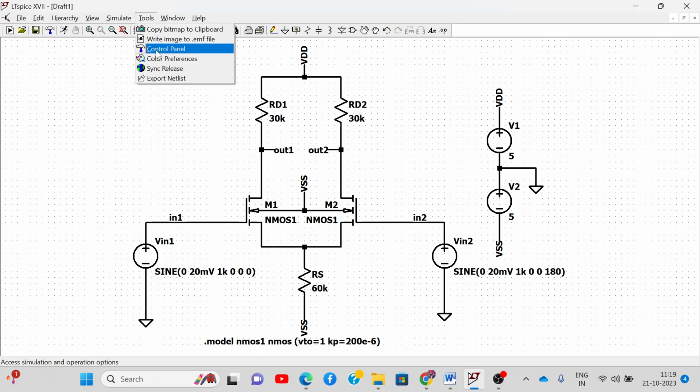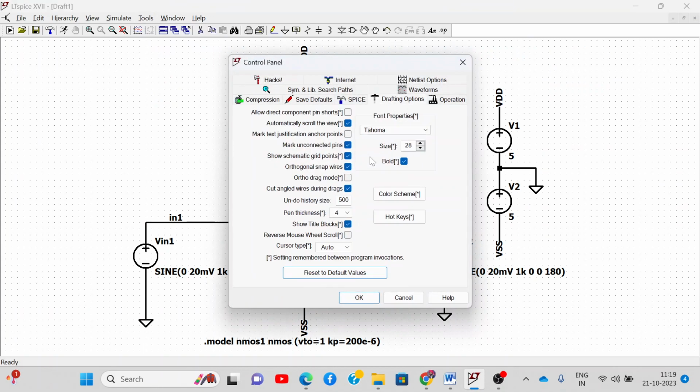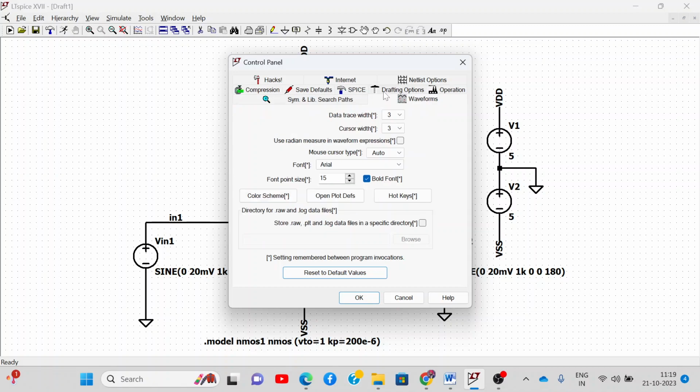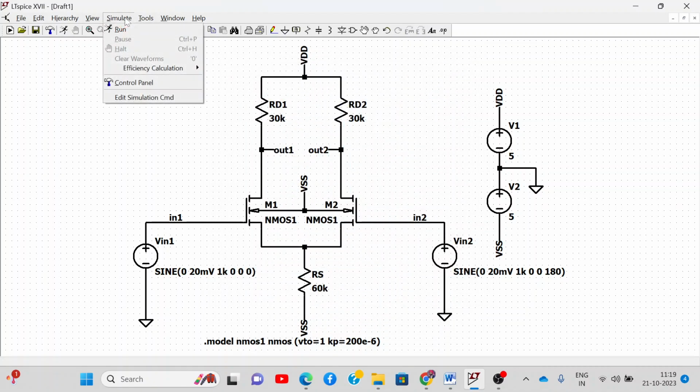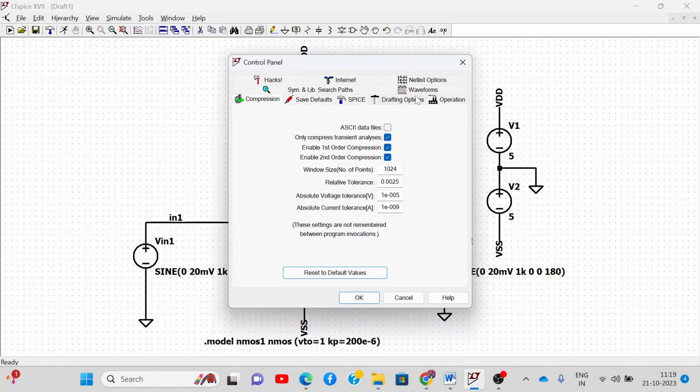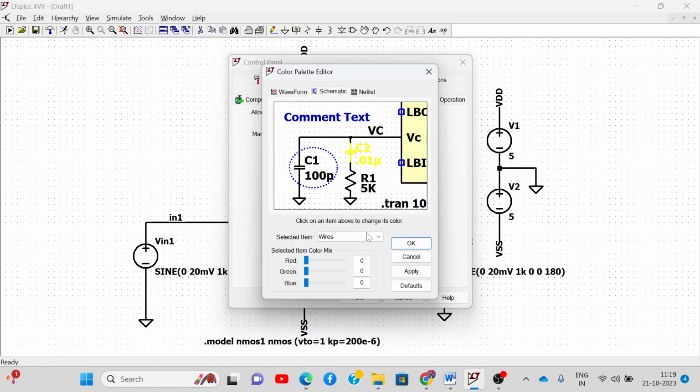So go to tools, go to control panel, go to drafting options, and here you keep the pen thickness a little higher, 4. Okay, now you can go to drafting options again, color scheme. When you see the color scheme, select the background. In your case, it might be somewhere close to 100 or something RGB. Select it as 255 everything. So your background will become white.